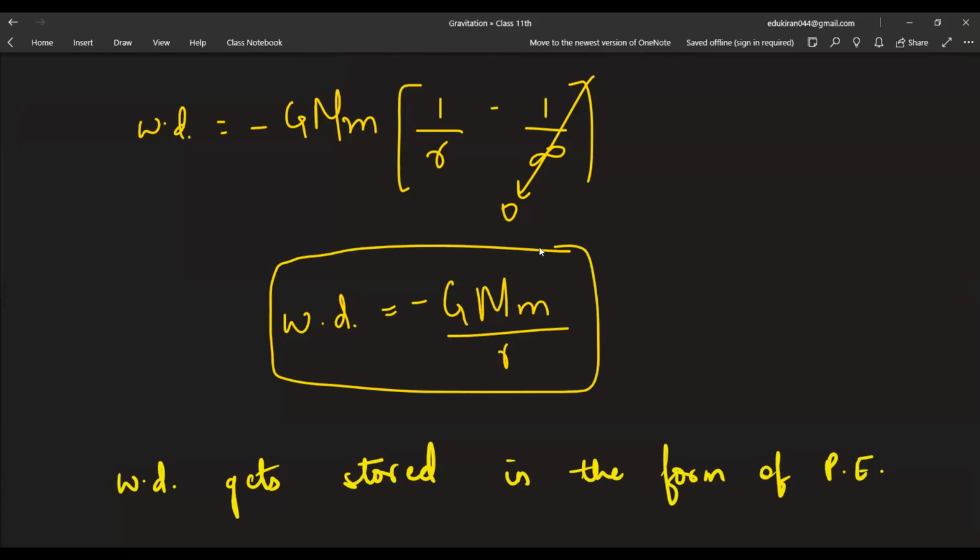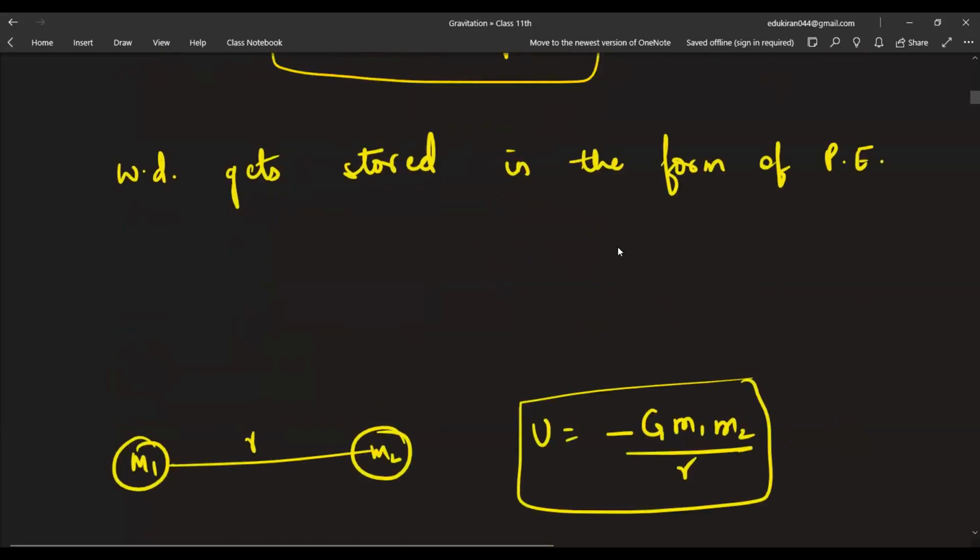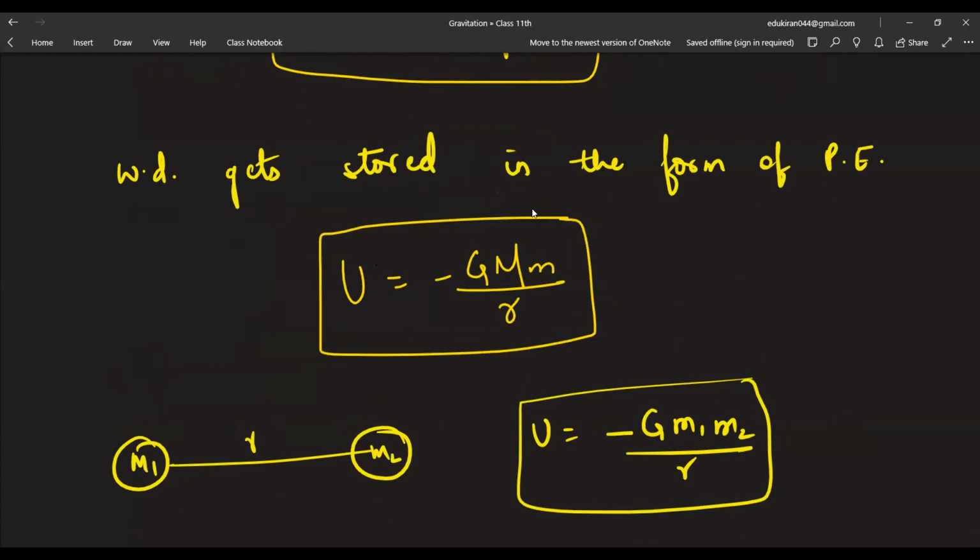But this is work done. What about the potential energy? As we have discussed in work, energy and power also, and everywhere, work done always gets stored in the form of potential energy. So this work done is exactly the form of potential energy. So what is the formula? Minus, this minus sign has a significance. Minus capital G, capital M into small m divided by R. Capital G is your universal gravitational constant, whose value is 6.67 into 10 to the power minus 11 Newton meter square per kg square. So this value has to be remembered by all of you.